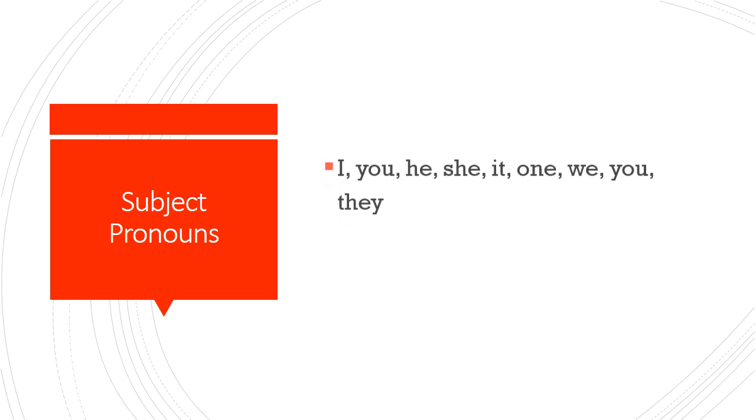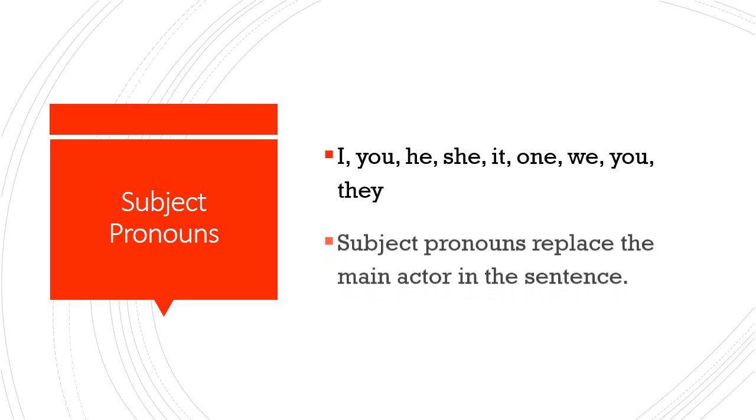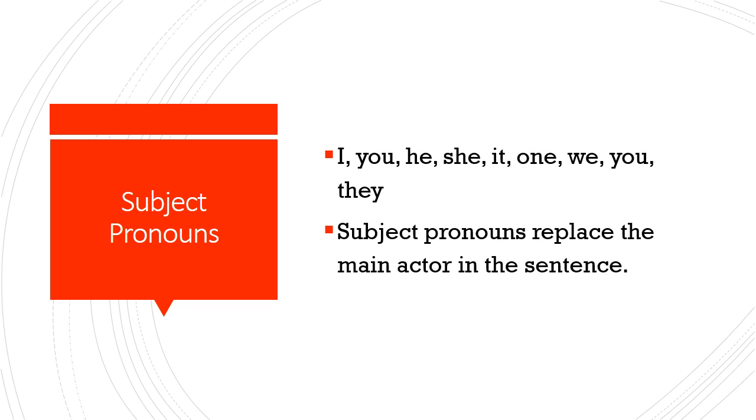To simplify pronouns in their most basic form or definition, all you have to know is that there are two kinds of pronouns, broadly speaking: the subject pronoun and the object pronoun. Subject pronouns are what we're going to deal with first. They refer to the main noun in the sentence. Examples of subject pronouns include I, you, he, she, it, one, we, you, and they.